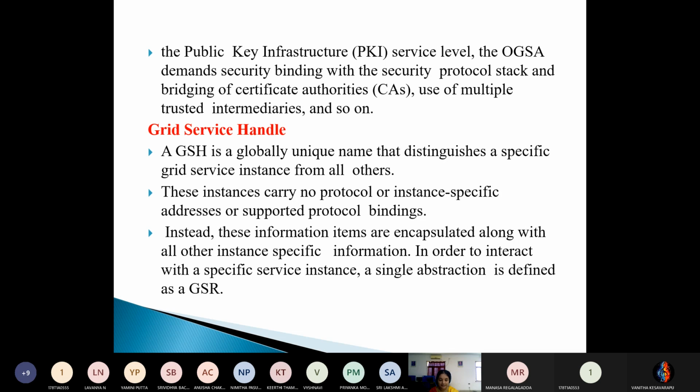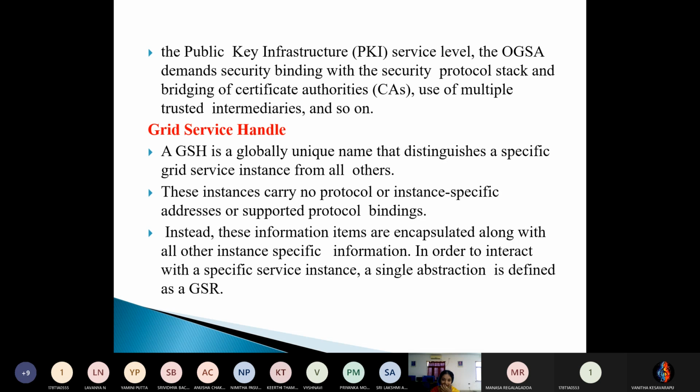So these are the different services of the OGSA. OGSA means Open Grid Services Architecture. In this we have different functions, that is the OGSA framework, OGSA interface, grid service handle, grid service migration, and OGSA security models.